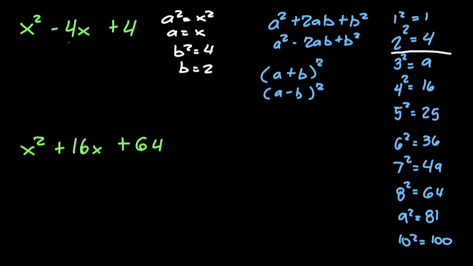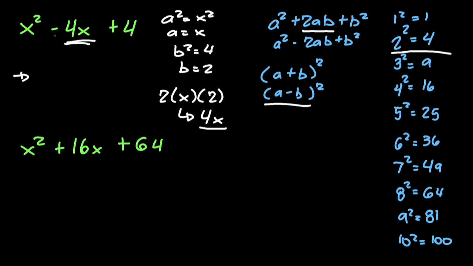And so we must confirm whether the middle term is 4x. According to this formula, it is 2ab. So 2 multiplied by a, which is x, multiplied by b, which is 2. And so 2 times 2 would be 4, and multiplied by x, it would be 4x, which matches the middle term. Now that we've confirmed it, we must use this formula a minus b squared, because the sign here is negative. And so it would be x minus 2 raised to the power of 2.